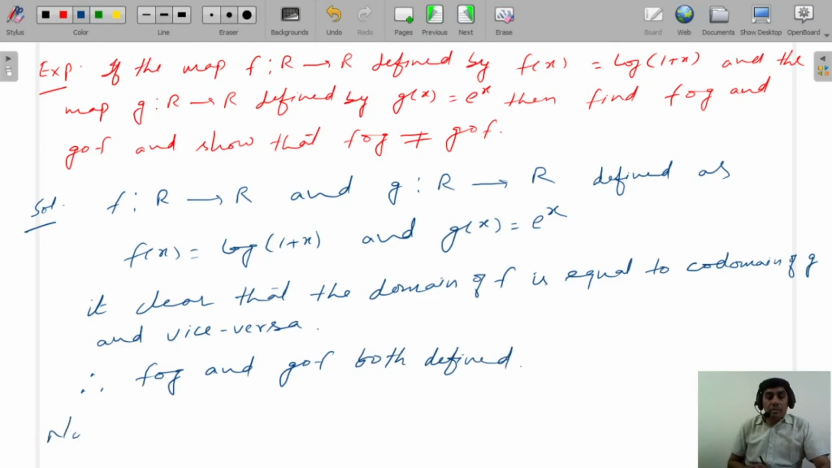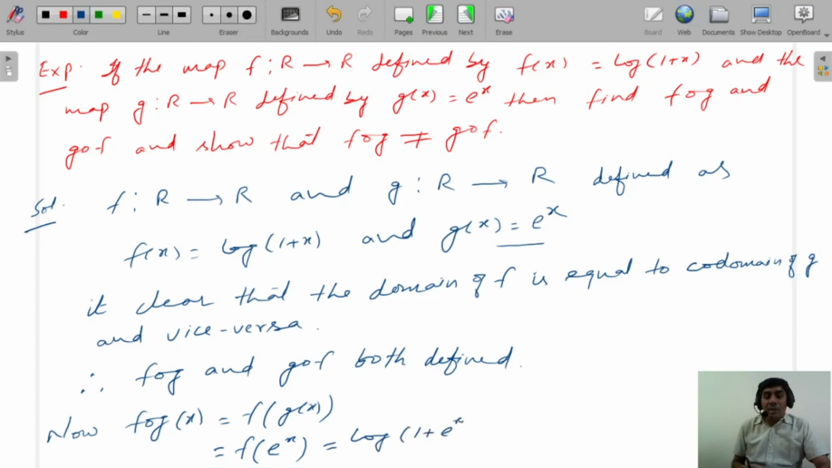Now, (f∘g)(x) is equal to f(g(x)), which is equal to f(e^x), because g(x) is equal to e^x, is equal to log(1 + e^x). Call it equation number 1.